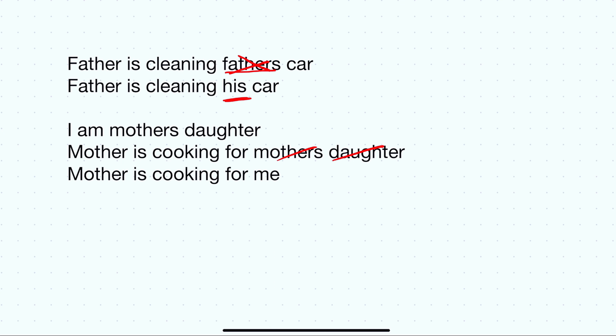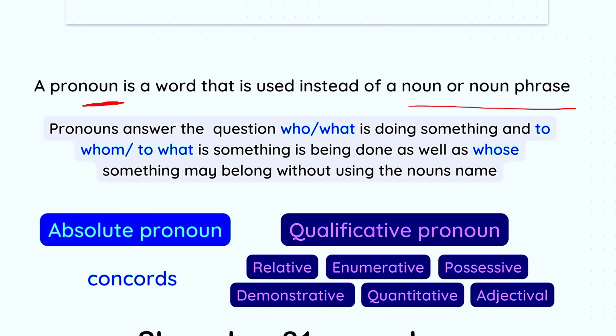In Shona, there are two types of pronouns, absolute pronouns and qualificative pronouns. Qualificative pronouns can further be broken down into 6 types: relative pronouns, enumerative pronouns, possessive pronouns, demonstrative pronouns, quantitative pronouns, and adjectival pronouns. We are not going to be looking at this today. That is higher grade and advanced and will be done at a later stage. Today, we are going to be focusing on the absolute pronoun as well as its concord.